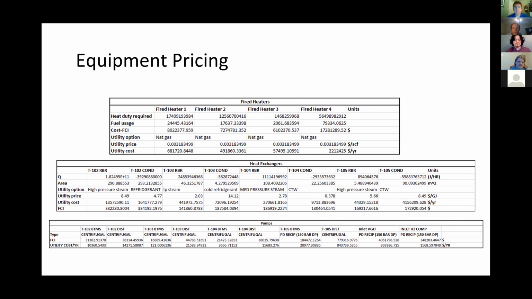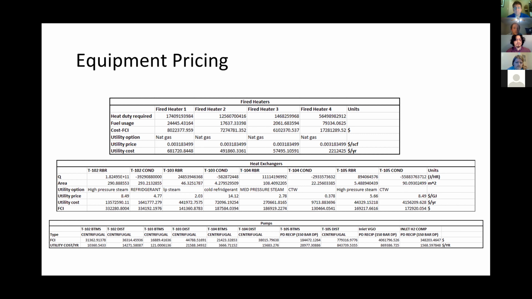And then going on to the heat exchangers, obviously each column has a condenser and reboiler, and so that's where these come from. And our most expensive heat exchanger was Tower 102, and that was because we are using a refrigerant for our utility costs.